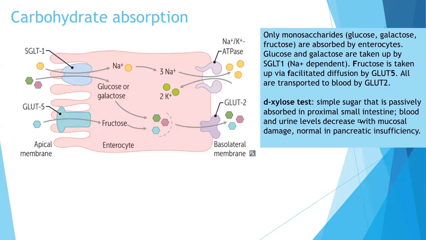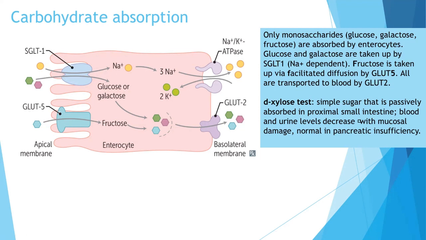Now, a little bit about carbohydrate absorption. Only the monosaccharides, that is glucose, galactose, and fructose, are absorbed by the enterocytes. Okay. Now the glucose and galactose are taken up by the sodium glucose transporter one, which is a sodium dependent transporter. So the glucose and the galactose are transported through the sodium glucose transporter. GLUT5 is used to transport fructose.